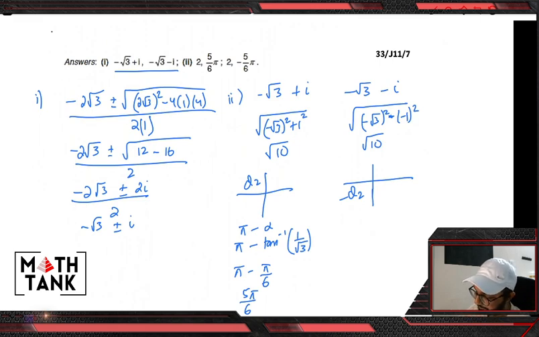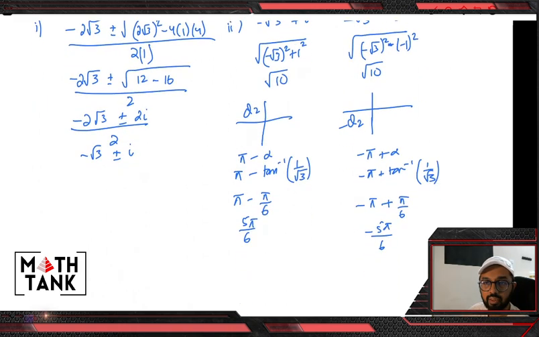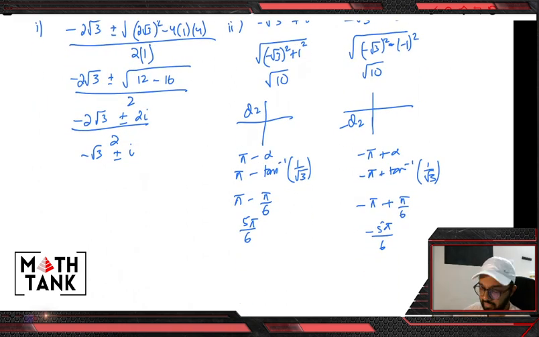And this is in negative quadrant 2, so this is going to be minus pi plus alpha, so minus pi plus tan inverse of again 1 over root 3, so minus pi plus pi over 6, which is minus 5 pi over 6. I've calculated the arguments and I've calculated the modulus for each of these.